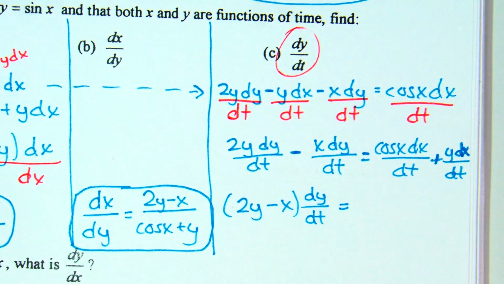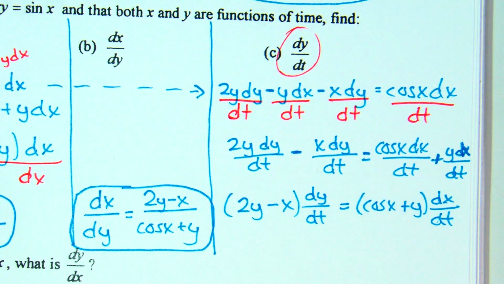On the right, I would say go ahead and factor out the dx dt, which means in parentheses I'm going to have cosine x plus y times dx dt.